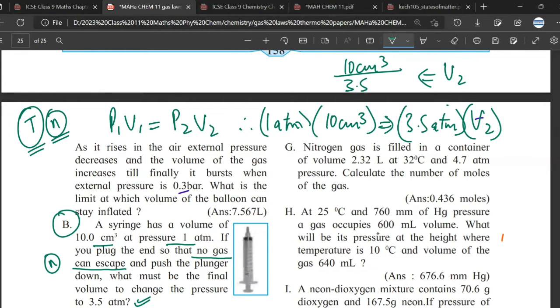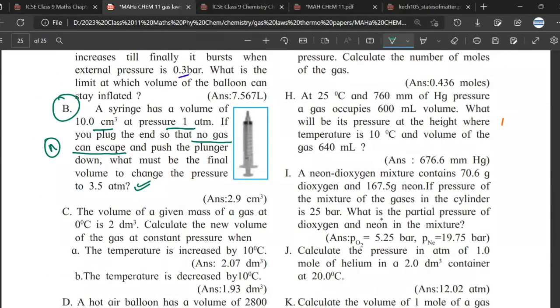Are we clear? See, in these questions, this atmosphere will get cancelled. Whatever answer you will get would be in terms of cm³. So your answer would be 10 upon 3.5, which is equal to 100 upon 35. So this would be approximately 3 cm³. Any doubt?